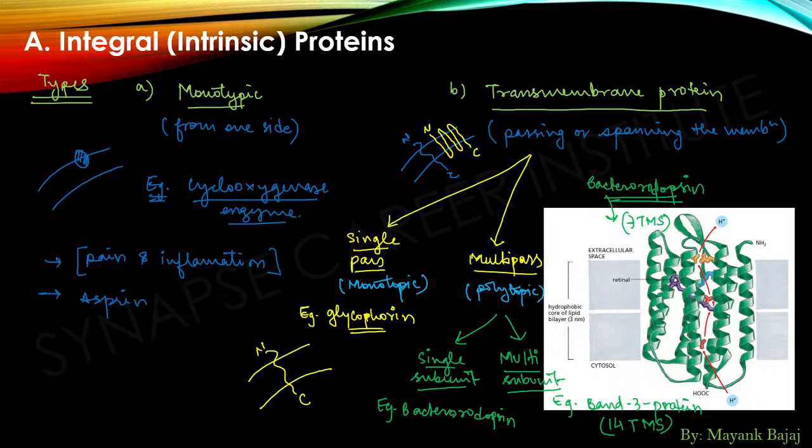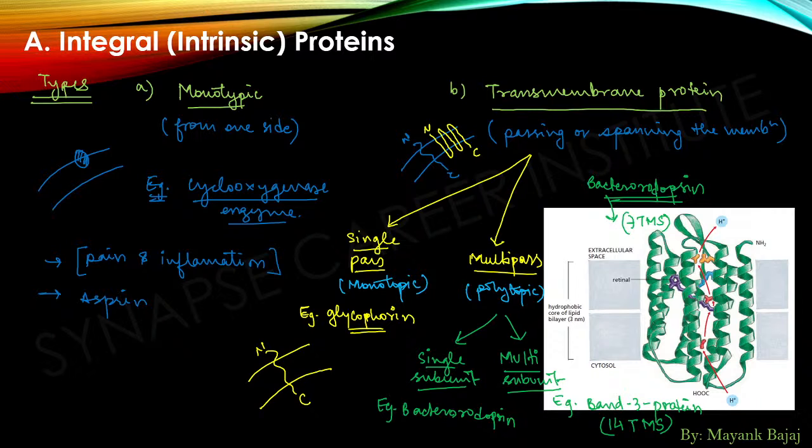So in the types of integral membrane proteins, we found out that they are divided into monotopic and transmembrane. Monotopic means it is protruding only from one side. Transmembrane means it is spanning the membrane, passing completely throughout the membrane, which can be further divided into single pass or multi-pass.